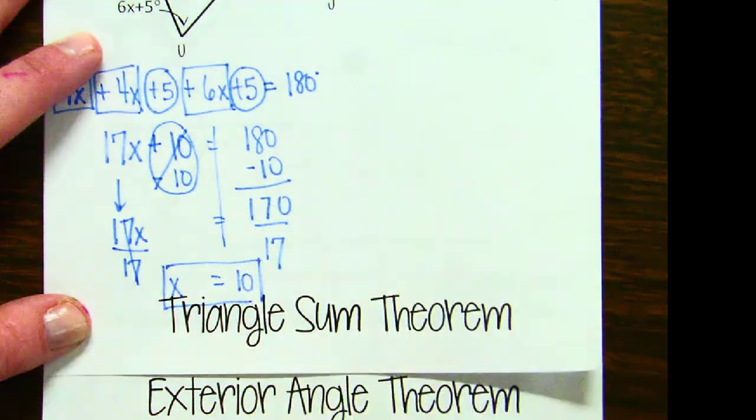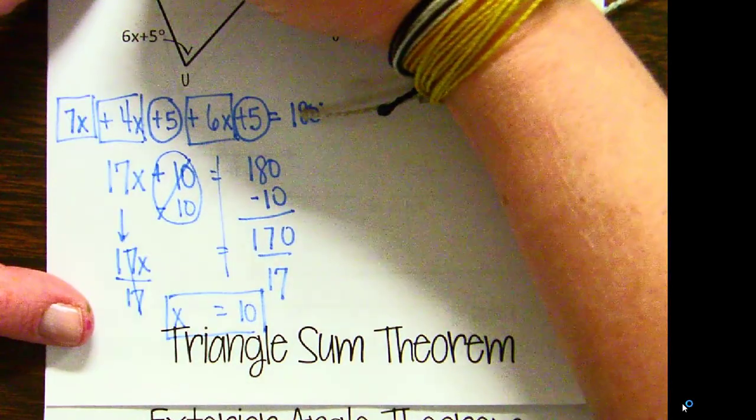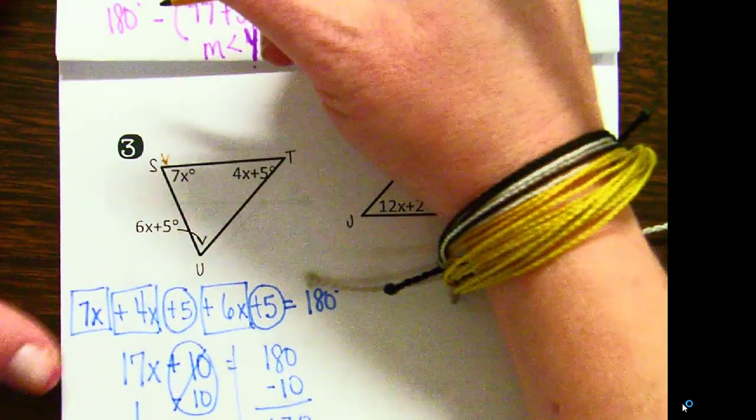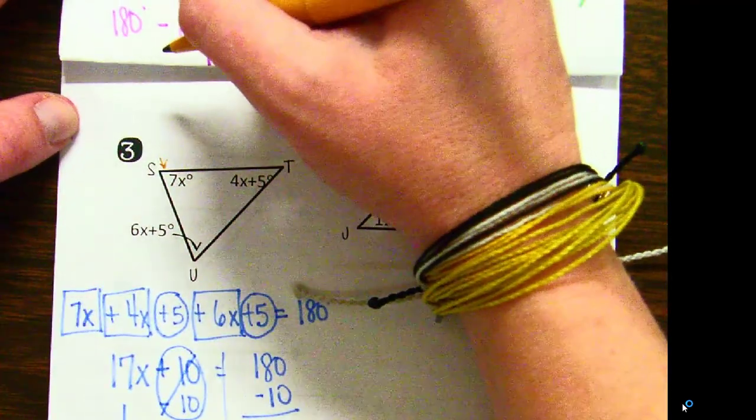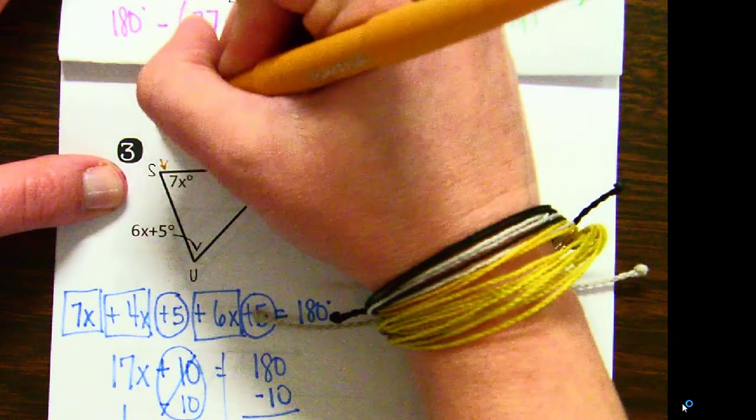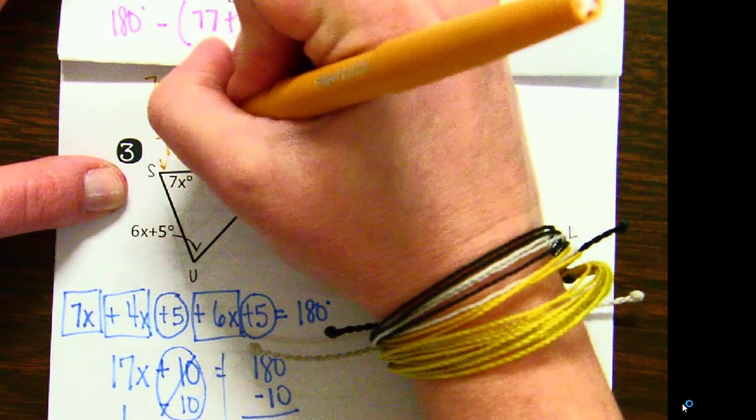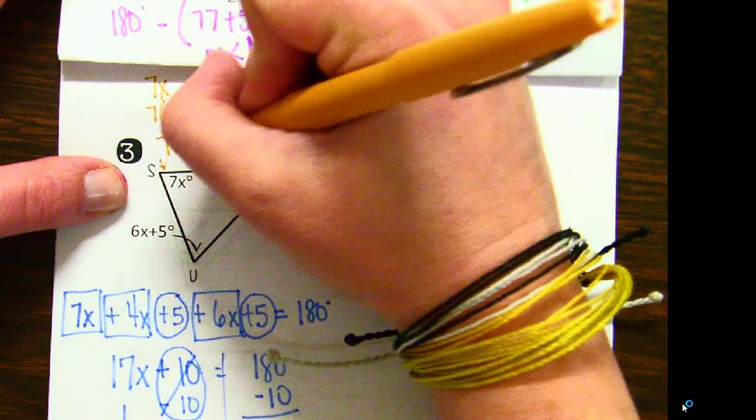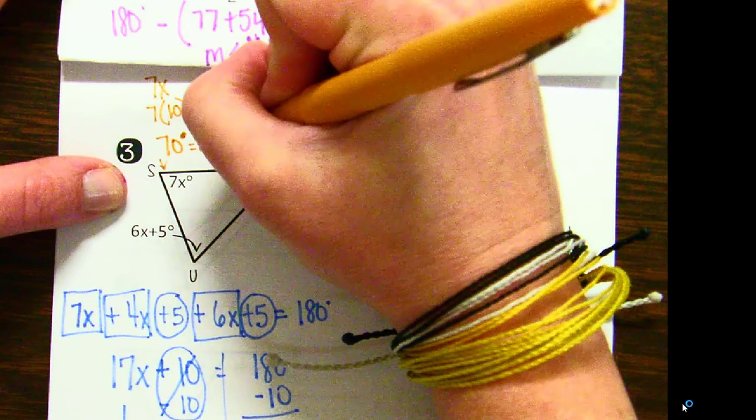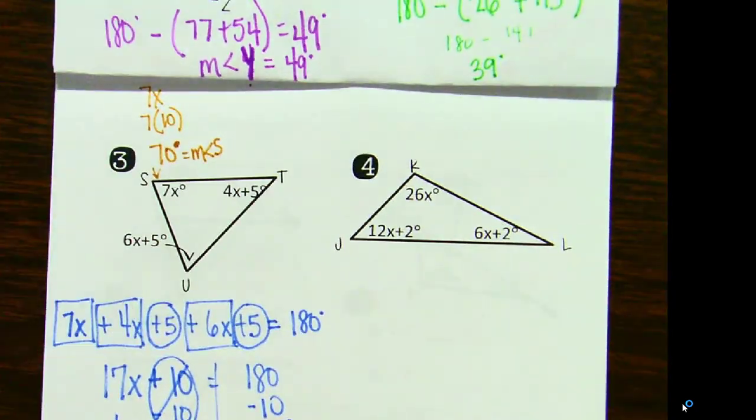So depending upon your question, if it says find x, so angle S, I'm going to start right here. X was 10. So my expression for angle S is 7x. So I'm going to substitute 10 in for x, and I have found now that the measure of angle S is 70 degrees. I'm going to switch colors.